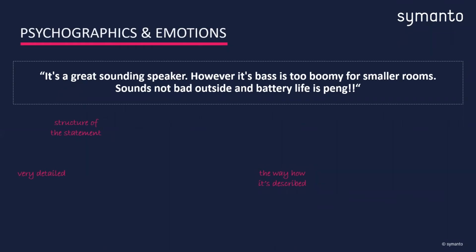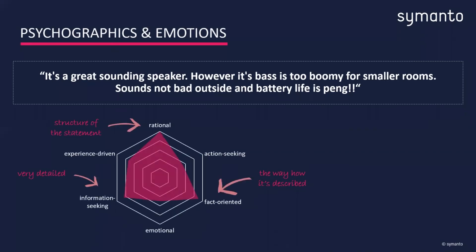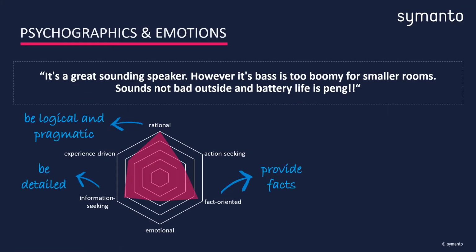On the other hand, because of our roots in psychology, we can find out a little bit more than that, meaning the structure of the statement and the way it is being described. Knowing that the descriptions are very detailed, we understand the person behind that. We know that this person is much more rationally driven. It's a fact-oriented person when he or she builds opinions, and this type of person is much more information-seeking than action-seeking.